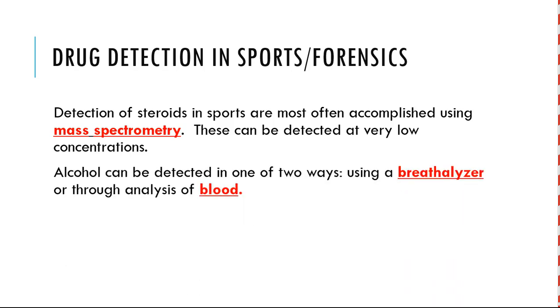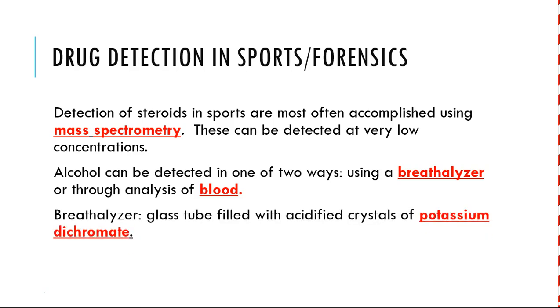Now, what is more common, and we'll go into a little more depth about, is the detection of alcohol. So we can detect alcohol in one of two ways. We can use a breathalyzer or analysis of blood. A simple breathalyzer is a glass tube that's filled with acidified crystals of potassium dichromate.